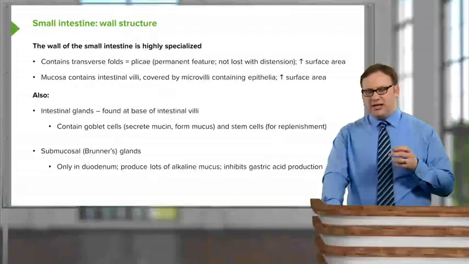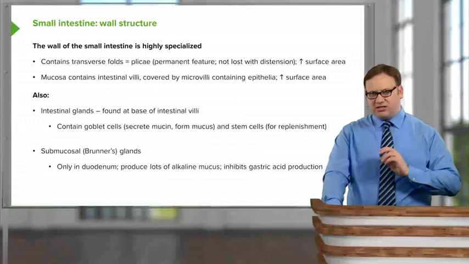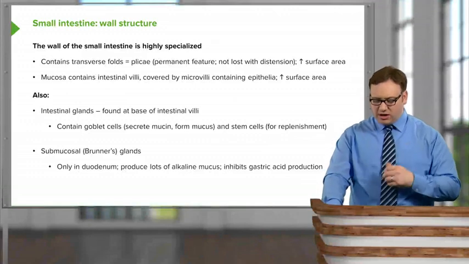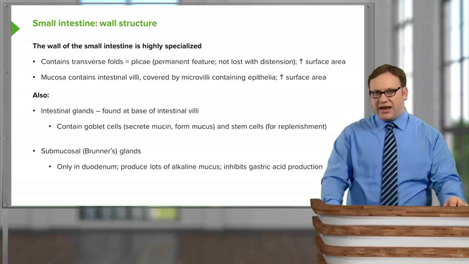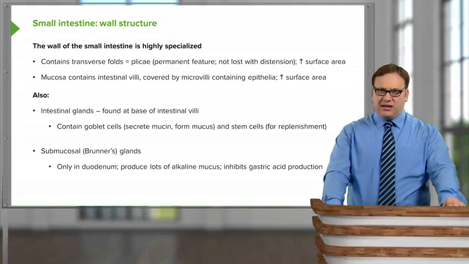This is quite an attritional environment, and the food passing over can damage the cells. So we have stem cells for replenishment of the epithelial layer.